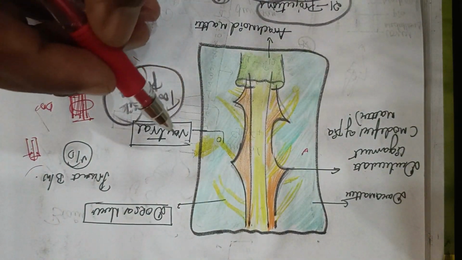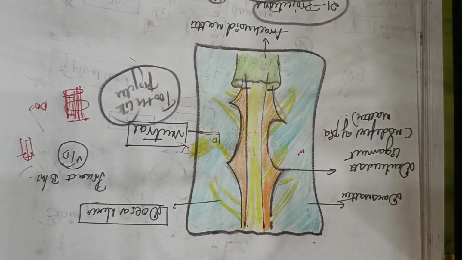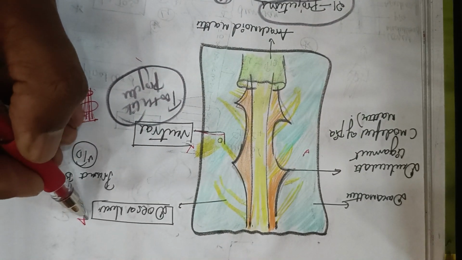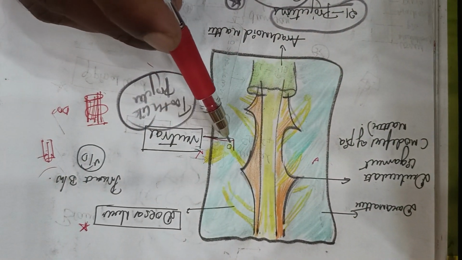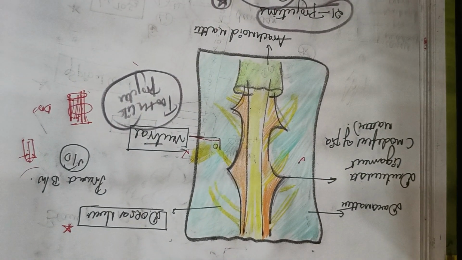What do you mean by ventral root? This is the ventral root, and this is the dorsal root. This is a ventral root, this is a dorsal root. It lies where these two roots are present. Remember that.